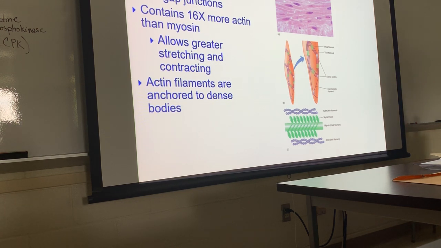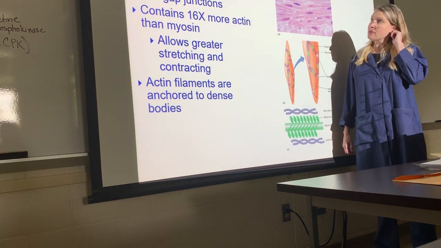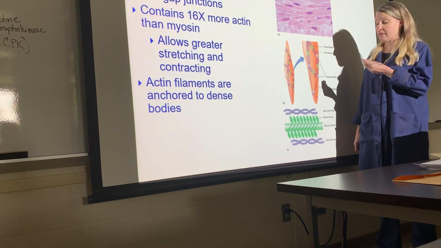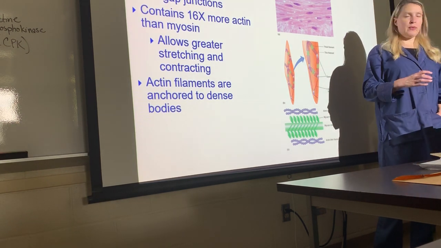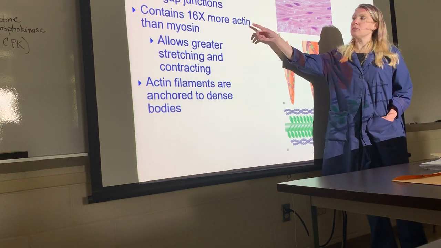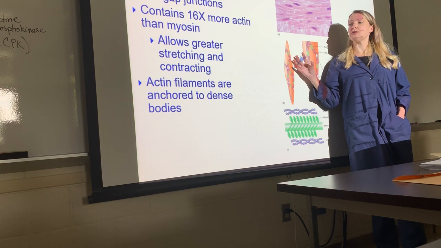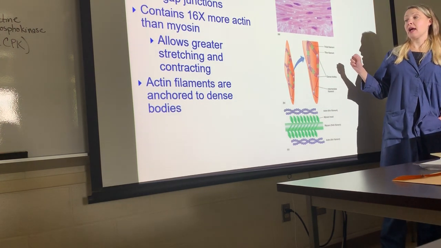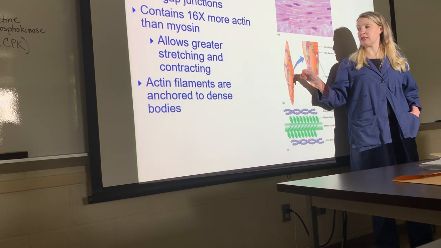What smooth muscle has, it doesn't have the sarcomere, but it does have actin and myosin. But it's arranged in a different way. In fact, smooth muscle has more actin than it has myosin, which allows greater stretching and contracting. Actin filaments are anchored to what are called dense bodies.